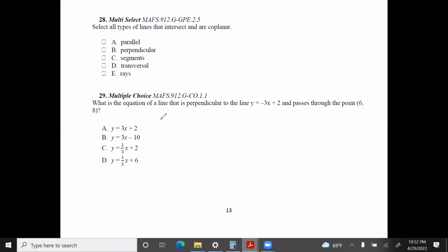All right, and 29. What is the equation of a line that is perpendicular to the line? So first thing, we want perpendicular. So this is our slope of the original. We want perpendicular. So we're going to do positive 1/3. Then we want it to pass through this point, 6, 8. So we can use our equation. It's supposed to be a y. y minus y1 equals m times x minus x1.